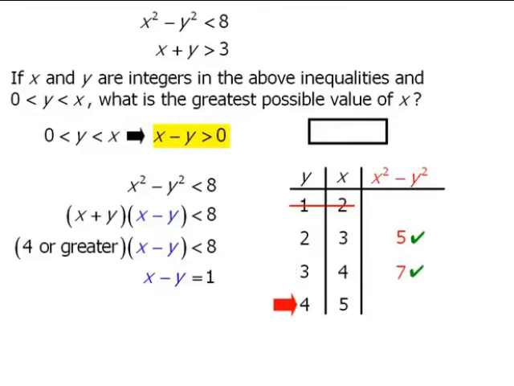For the next pair of values, the expression evaluates to be 9, and this is not less than 8. Now, as you can see, there's a pattern developing, and every successive pair of values we plug into the expression will always be greater than 8. So there are only two possible values for x, 3 and 4. The greatest of these is 4, so we'll go up here and enter 4.